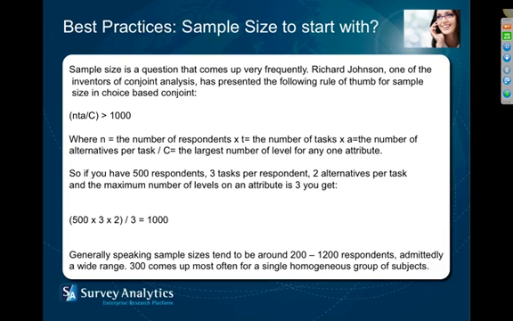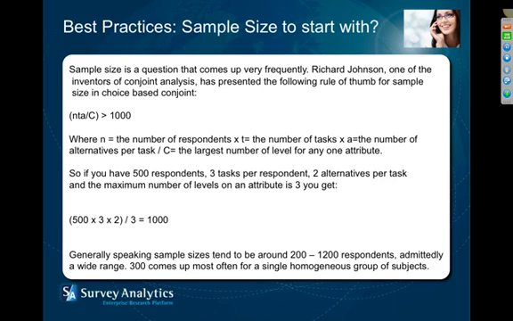Richard Johnson is one of the inventors of Conjoint Analysis, and he's presented a rule of thumb for sample size in choice-based conjoint. So you can see it's the number of respondents times the number of tasks, times the number of alternatives per task, and then you divide that by the number of levels for any one attribute. And as long as it's over 1,000, or at least equal to 1,000, then you should be okay.